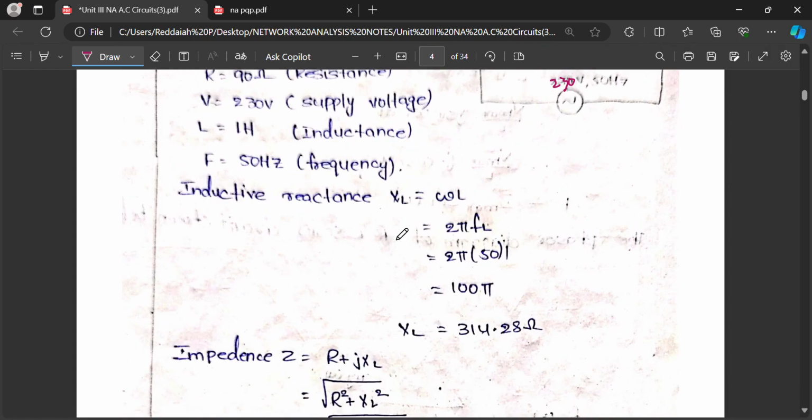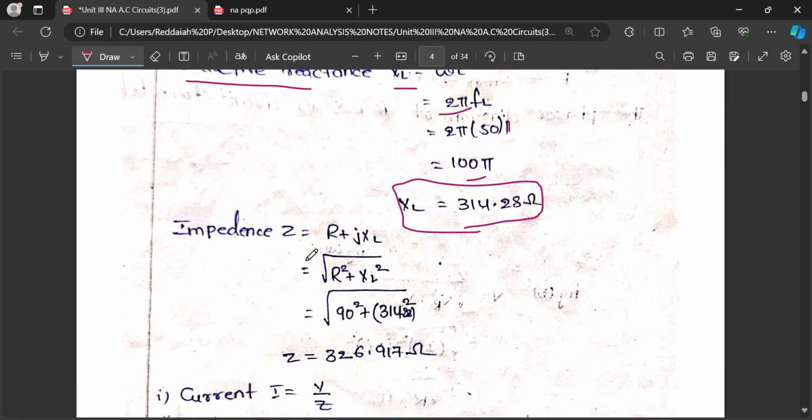Now inductive reactance we have to calculate. XL equal to omega L or 2 pi F L. 2 pi into F is 50, L is 1 Henry, then 100 pi, that one is 314.28 ohm, XL inductive reactance. Impedance Z we can calculate. Impedance Z is Z equal to R plus jXL. From that, square root of R square plus XL square, you can calculate Z.